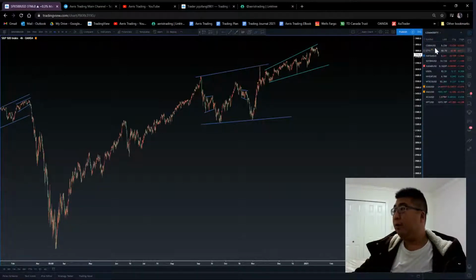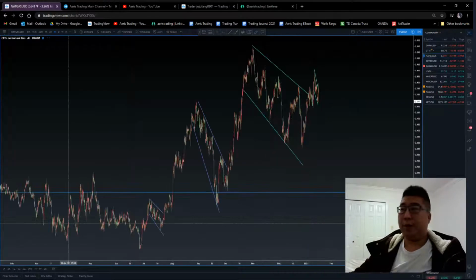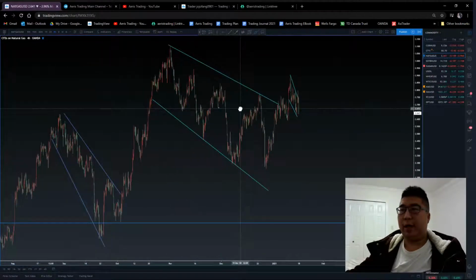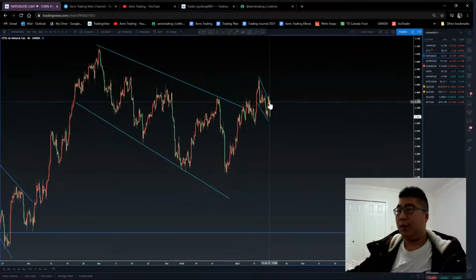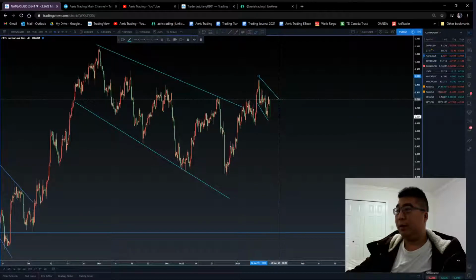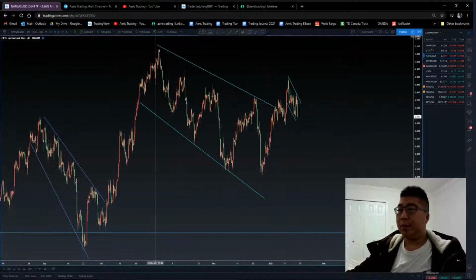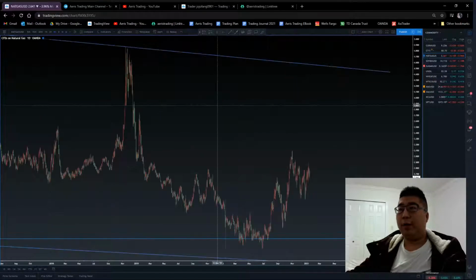So let's look at a few commodities here. Natural gas. Some of you guys asked me to do natural gas, so let's take a look at natural gas here and see what I'm looking at. Start with the higher time frame here.